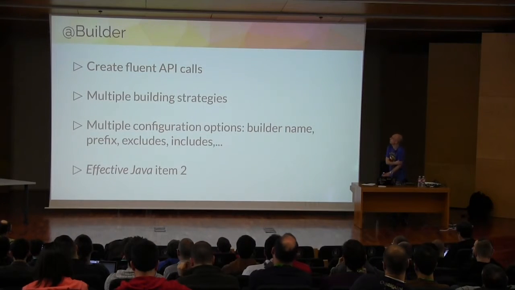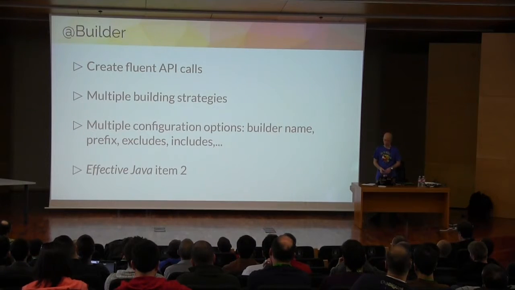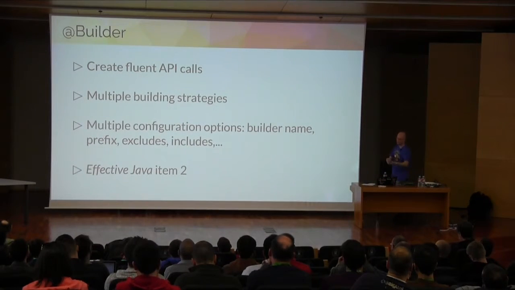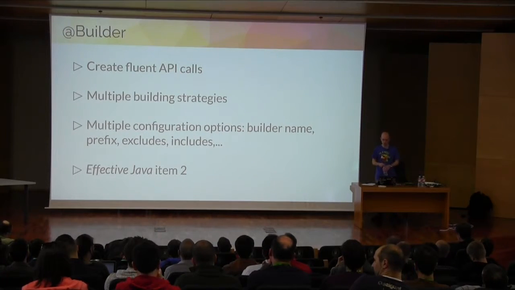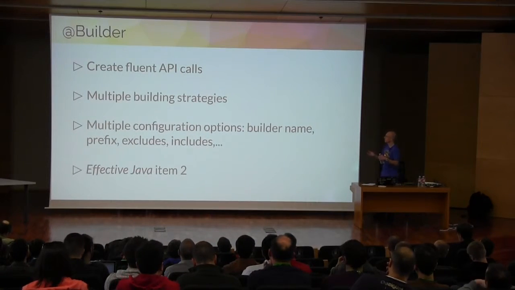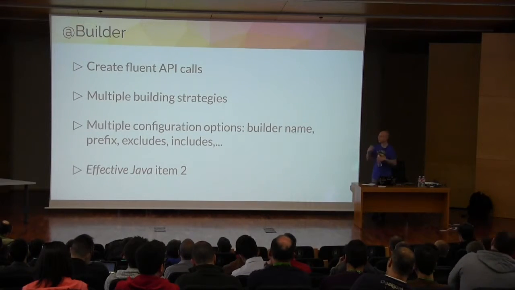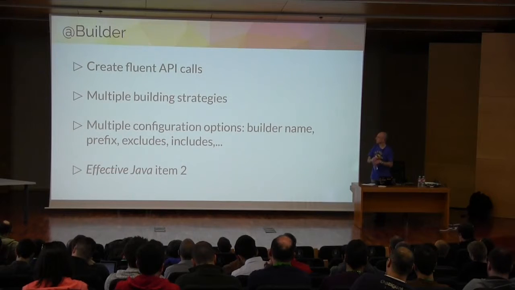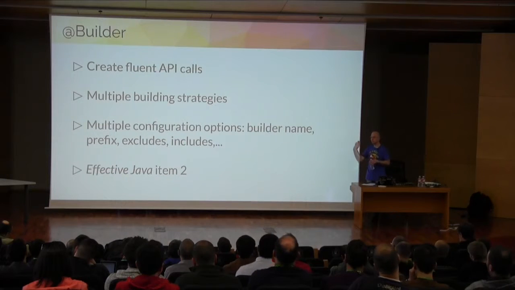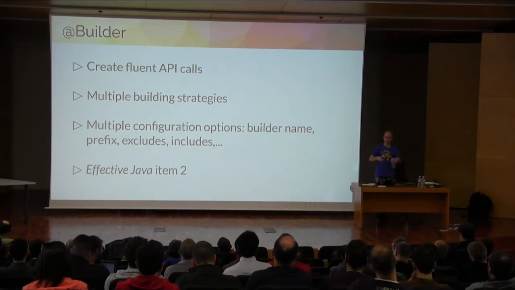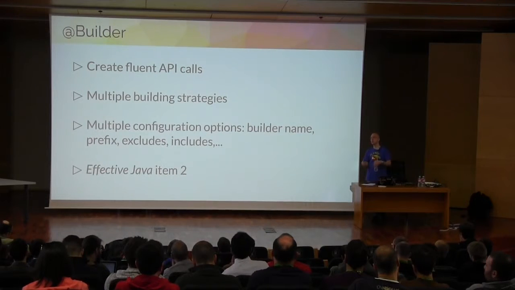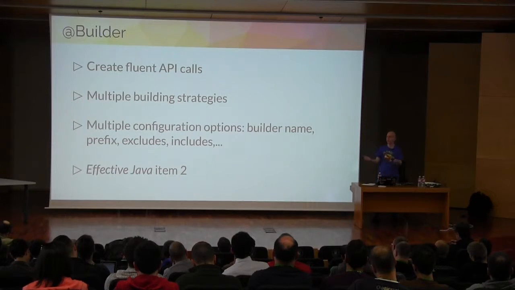Builder, another useful annotation. With this transformation, we can create an instance that will be called using a Fluent API. So this transformation supports multiple building strategies, and you can even customize or use your own implementation. You can set the builder name, exclude properties, include them. And this is useful, for example, when you have a class with a lot of parameters, because it's not very clean code to have a class or a constructor that accepts 8 parameters.